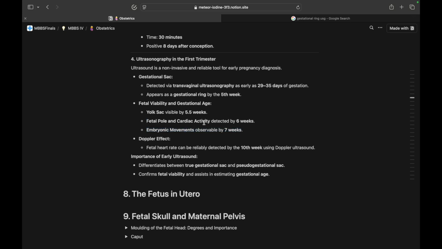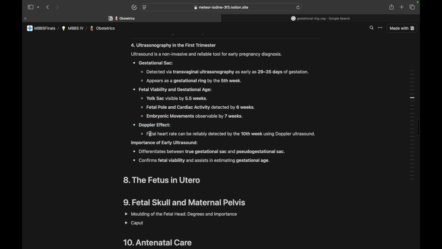So the poles and cardiac activity, the heart activity and the two poles that are there, are detected by 6 weeks. Embryonic movements, so movements by 7 weeks. So 5.5, 6 and 7: yolk sac, poles, cardiac activity, movements. That is fetal viability and gestational age.